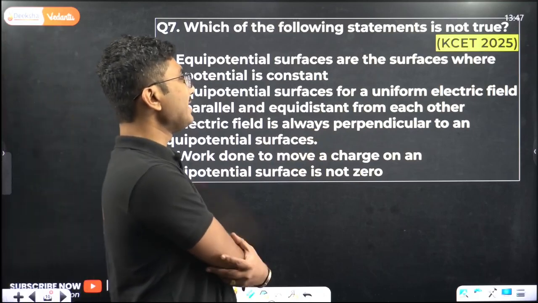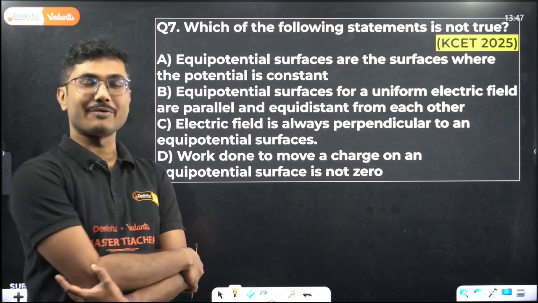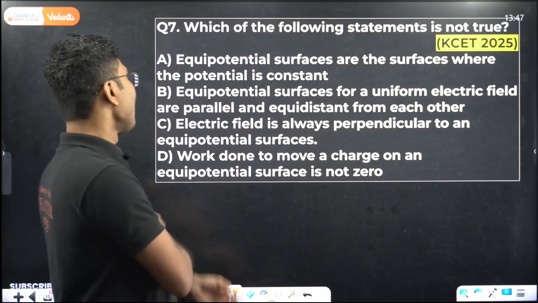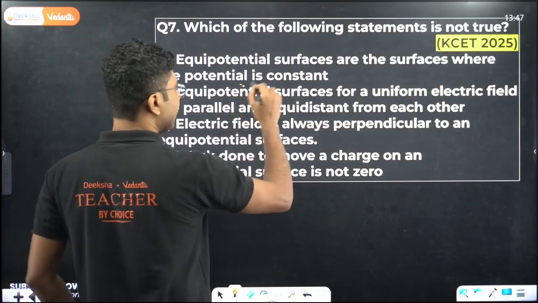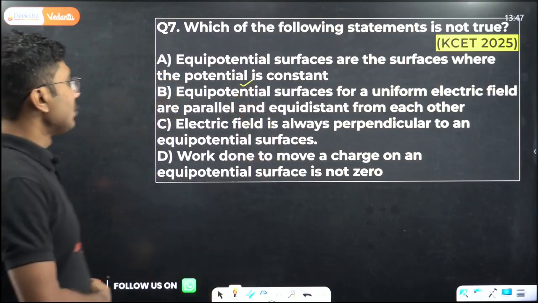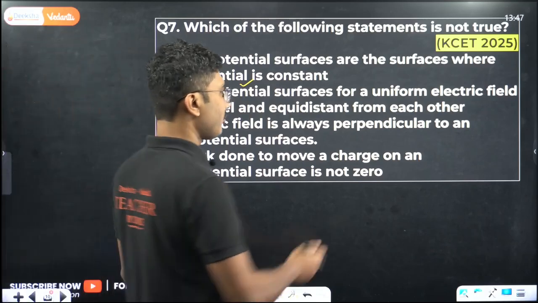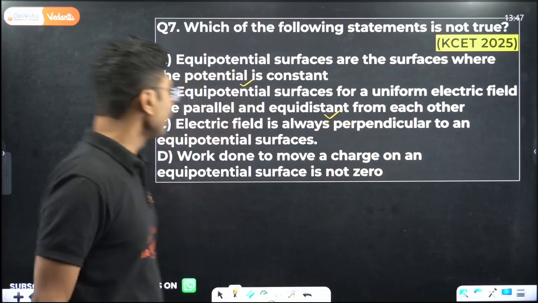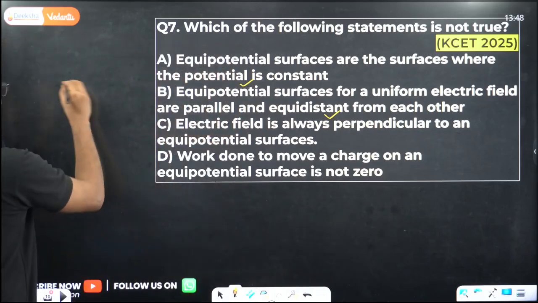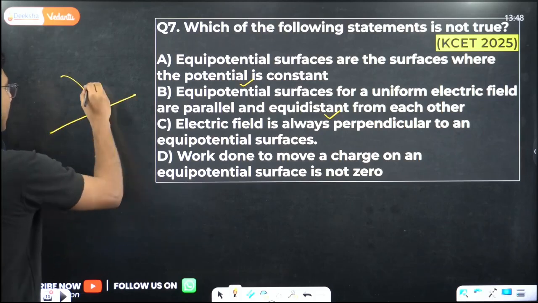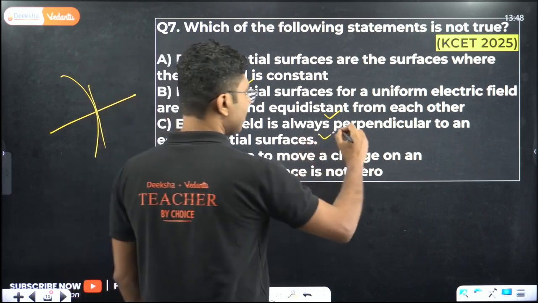Which of the following statements is not true? From this chapter, true and not true kind of statement questions are also very common. Equipotential surfaces are surfaces where the potential is constant. This is the definition of an equipotential surface. Equipotential surfaces for a uniform electric field are parallel and equidistant from each other. This is also true. Electric field is always perpendicular to an equipotential surface. So if you see an equipotential surface, remember the electric field is always perpendicular or normal to it. So this statement is also true.